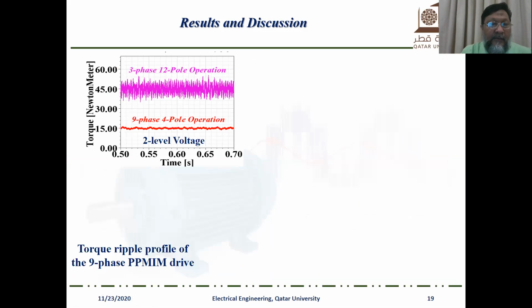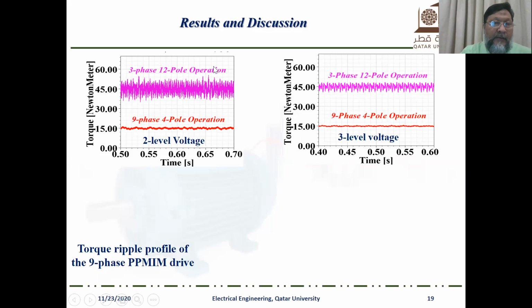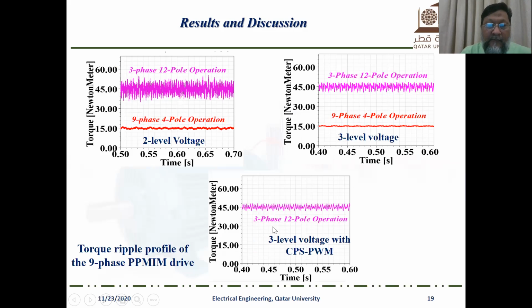And this is the simulation result for 3-phase 12-pole mode operation when supplied by a 2-level voltage source inverter. We see that the ripple in the torque is quite high. This is for 3-phase, but for 9-phase, the ripple is low. And when we supply a 3-level voltage source inverter, the ripple profile is better for both the 3-phase as well as the 9-phase machine. And this is for 3-level voltage with PWM1. We see that the ripple is further improved.